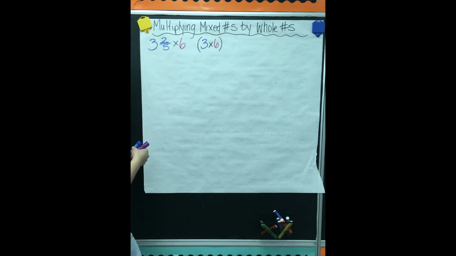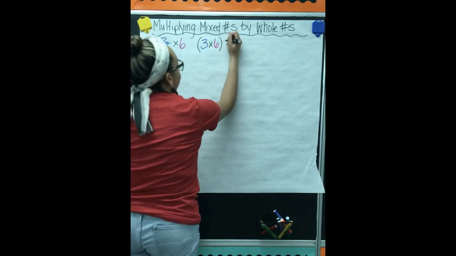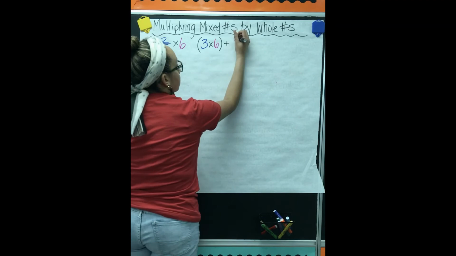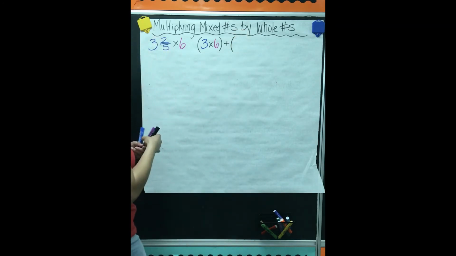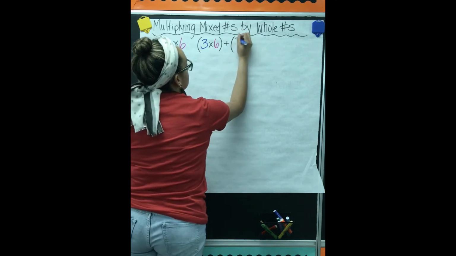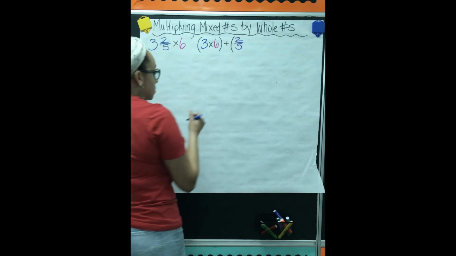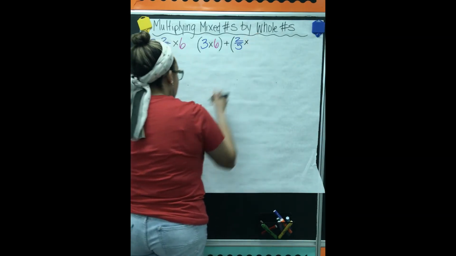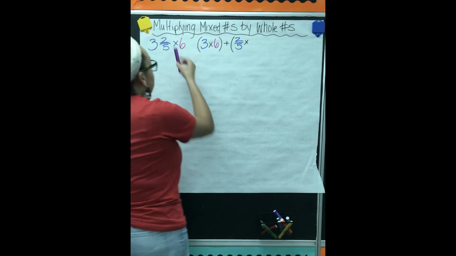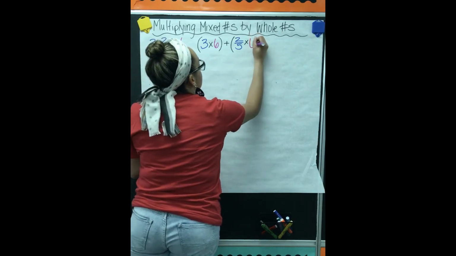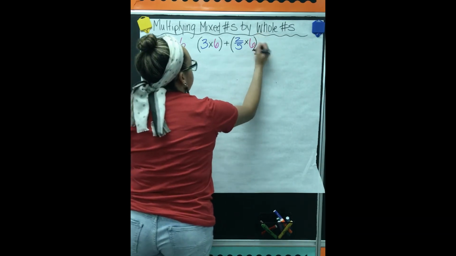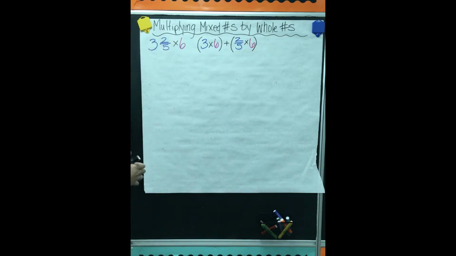Then we're going to add that to the fraction of our mixed number, which is 2/5 times the whole number, which is 6. And now we're gonna do the math. So that's what we do.